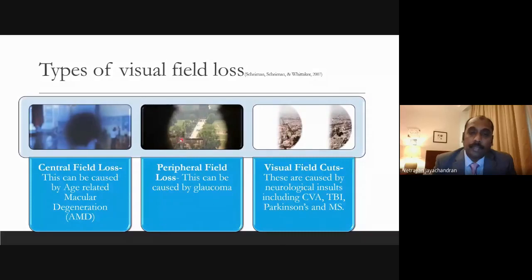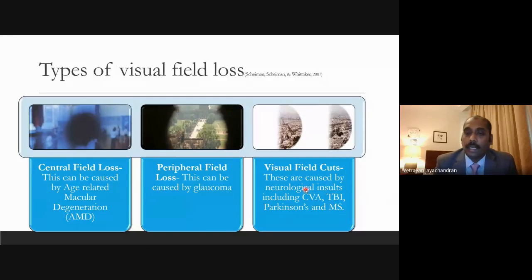This type of peripheral visual loss can lead to a lot of motor vehicle accidents, because sometimes people will not notice this kind of error. They will be doing their day-to-day life activities. Sometimes they will not be able to see the full image of the road, so they are more likely to get into an accident.